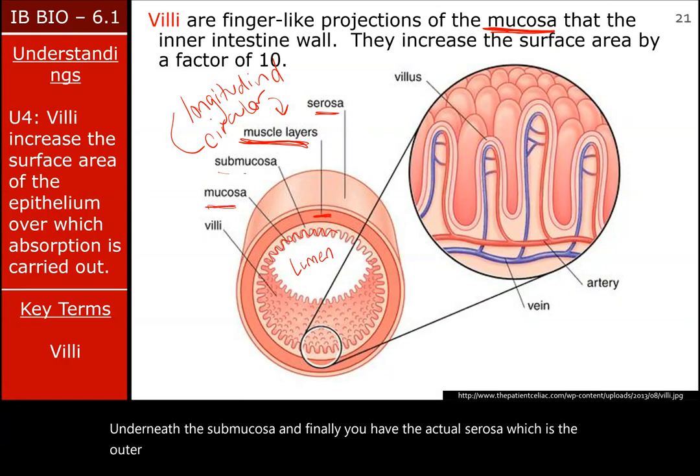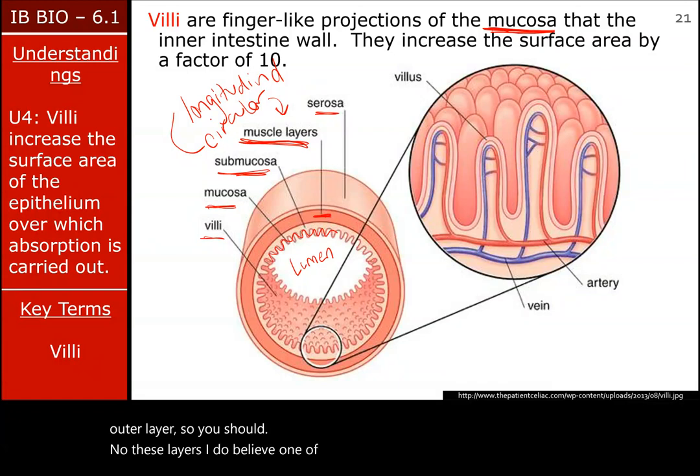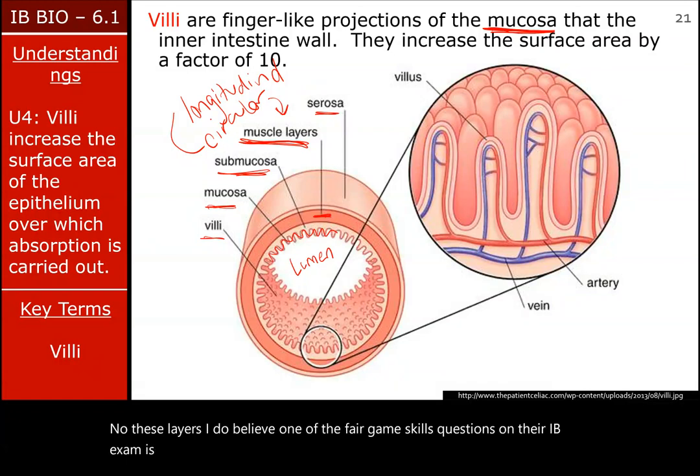So you should know these layers. I do believe one of the fair game skills questions on the IB exam is being able to label a diagram of the layers of the intestine.